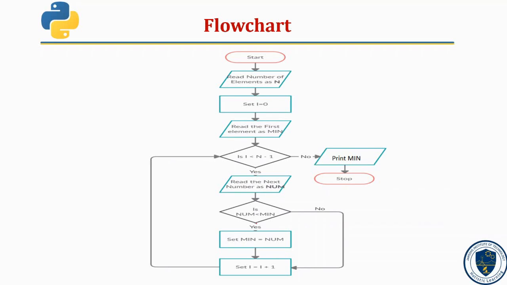So this will keep on continuing until all the elements from the list are accessed. So once all the elements have been compared, the decision symbol I less than n minus 1 fails. Then the output is printed and finally I stop the flowchart. The output printed over here is the minimum element in the list. So this video would have helped to find the minimum element in the list and develop the same in algorithm, flowchart and pseudocode. Similarly, you can try to solve it to find the maximum number in the list.